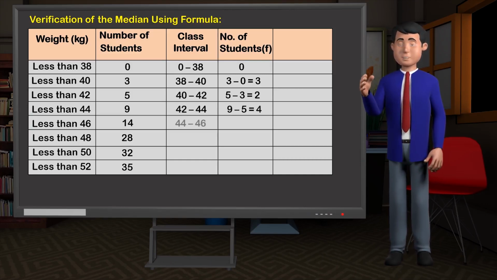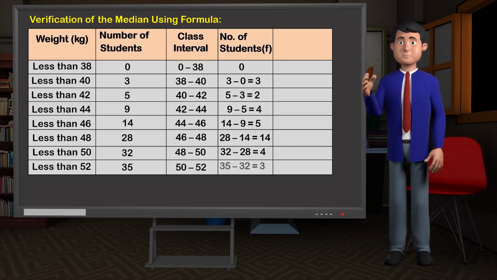Class interval 44 to 46, number of students 5. Class interval 46 to 48, number of students 14. Class interval 48 to 50, number of students 4. Class interval 50 to 52, number of students 3.